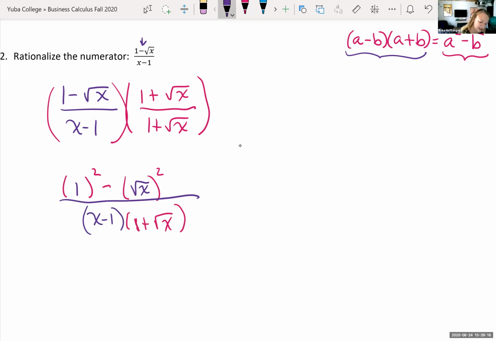So 1 squared is 1 minus the square root of x squared is just x, all over x minus 1, 1 plus the square root of x.